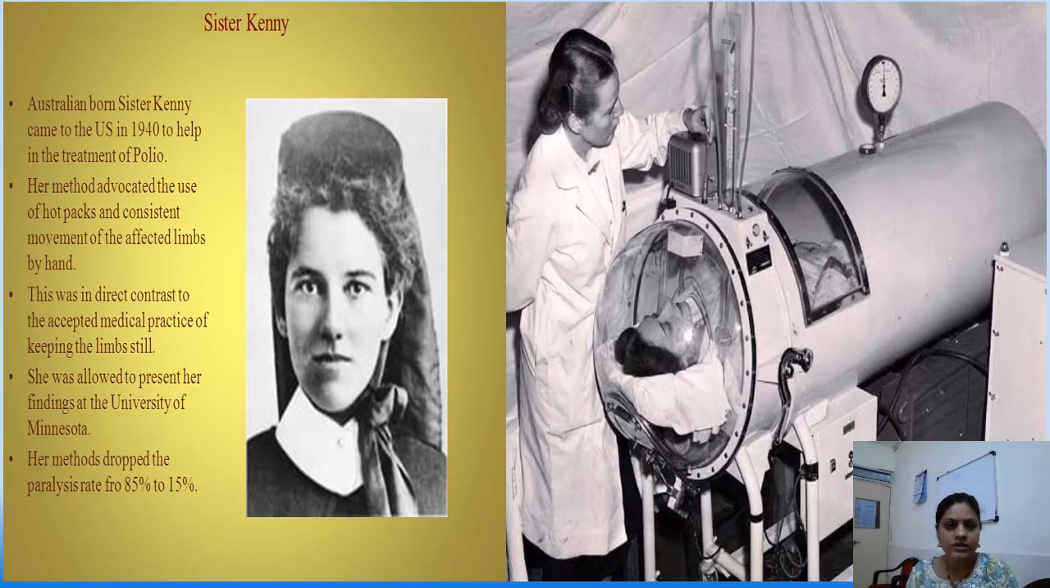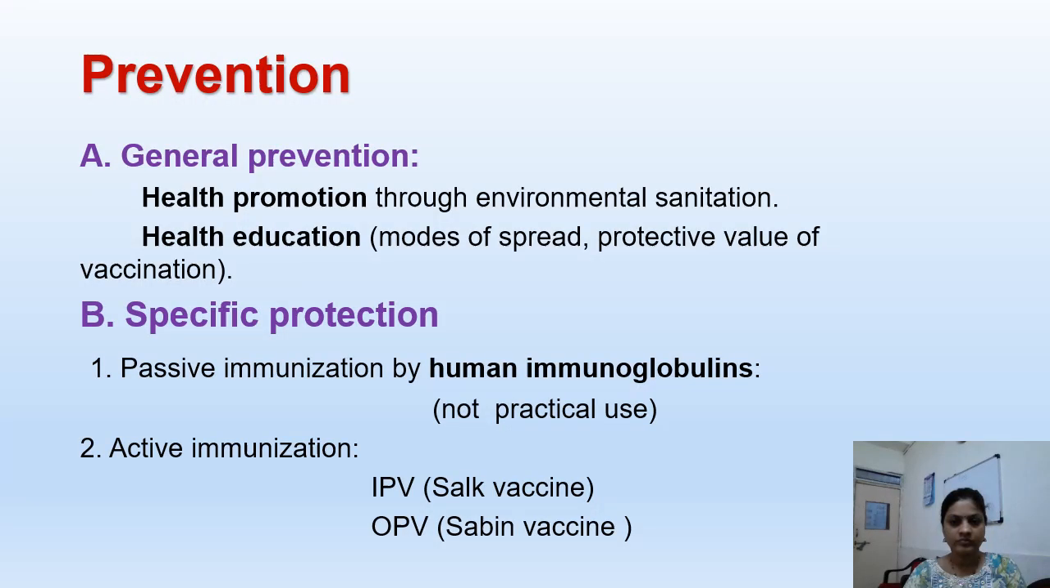So as you see here, Sister Kenny, she belonged to Australia, and she advocated the use of hot packs to be applied over the affected limbs. This was in direct contrast to accepted medical practice of keeping the limbs still. So this is her method, which dropped the paralysis rate from 85%. Specific protection in the form of passive immunization by human immunoglobulins is not used.